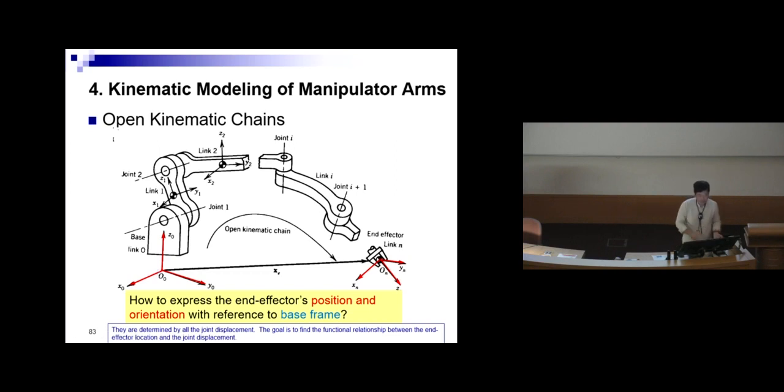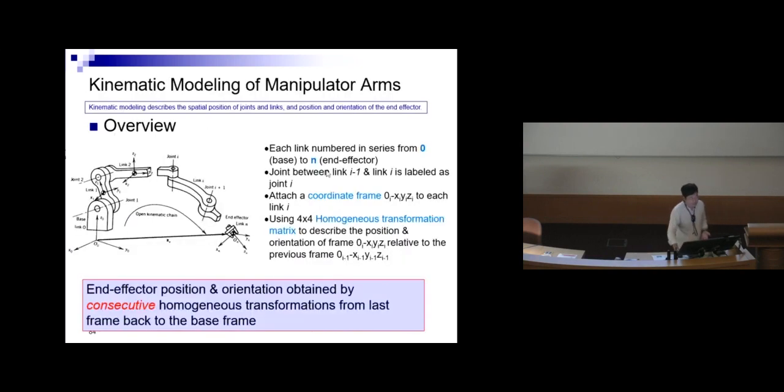In other words, we want to find the functional relationship between the end effector position and the joint displacement, because the joint displacement itself will actually determine the final end effector position and orientation. So if we are to properly define what a kinematic model is, a kinematic model will describe the spatial position of the joints and links and the position and orientation of the end effector. So when you are tasked to do the kinematic model itself, you will have to do all this.